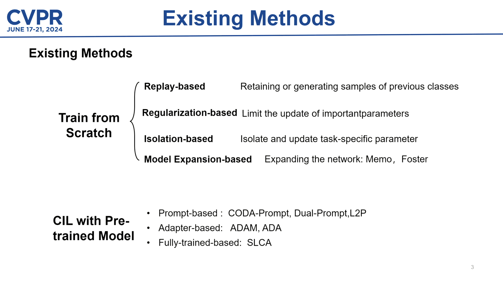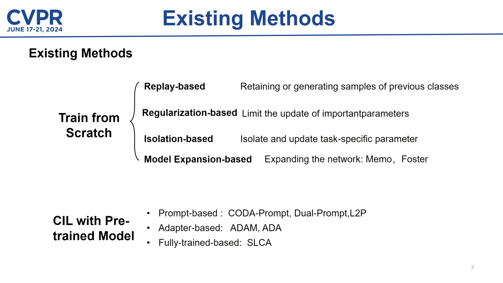A number of methods have been devoted to alleviating catastrophic forgetting. The existing traditional CIL methods can be mainly divided into replay-based, regularization-based, isolation-based, and model expansion-based methods. Due to the powerful representation capabilities of pre-trained models, class incremental learning methods based on pre-trained models achieve significant performance improvements. They can be divided into prompt-based, adapter-based, and fully trained-based. Current research is primarily focused on the prompt-based methods.